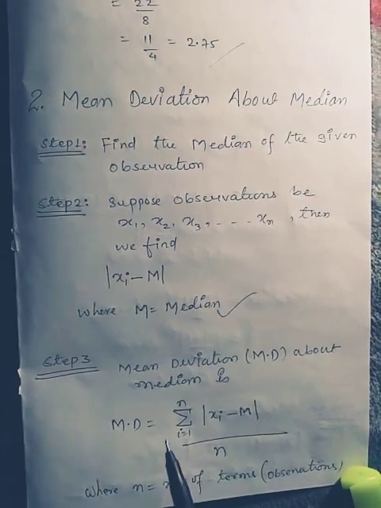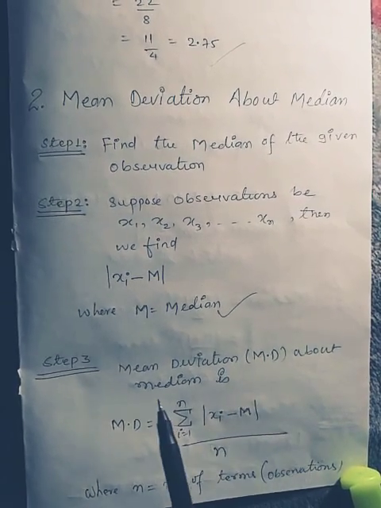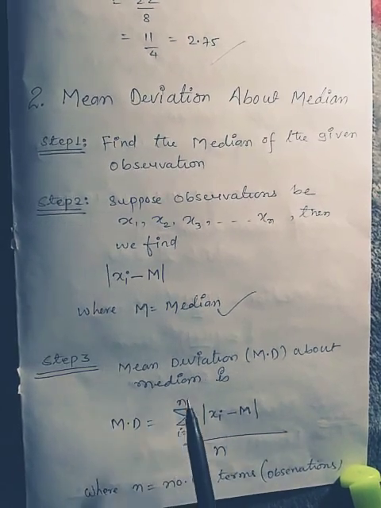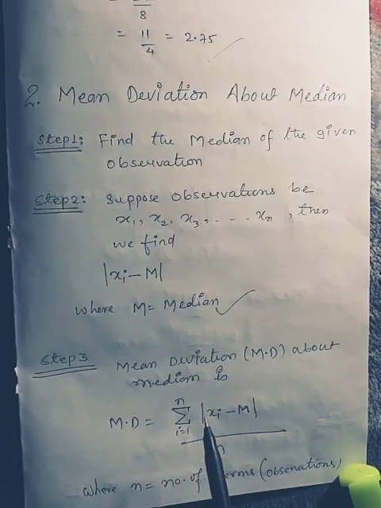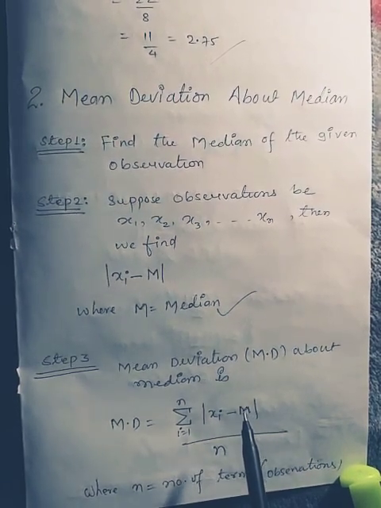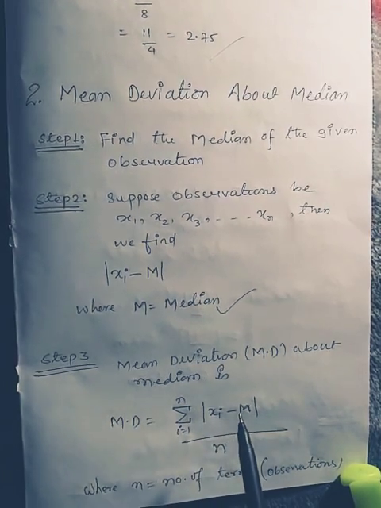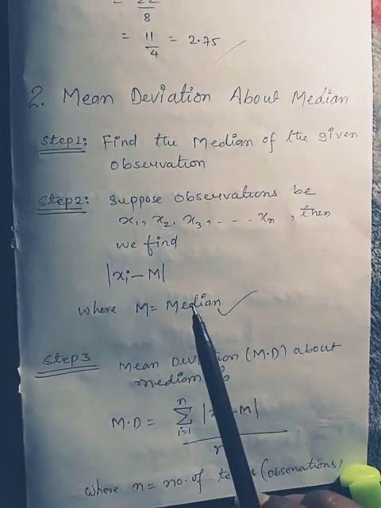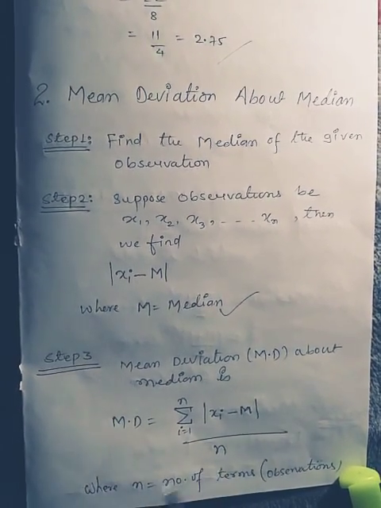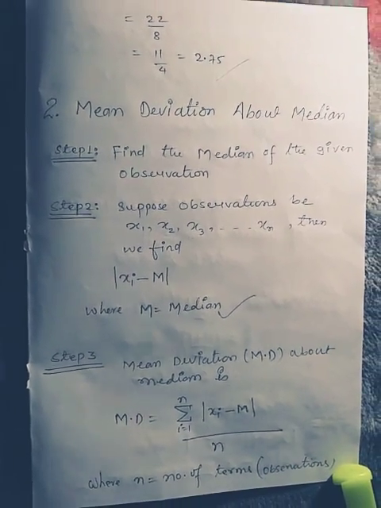Step 3, mean deviation about median. The formula is summation of mod under xi minus M, where M stands for median, upon n, where n stands for number of terms or observations.